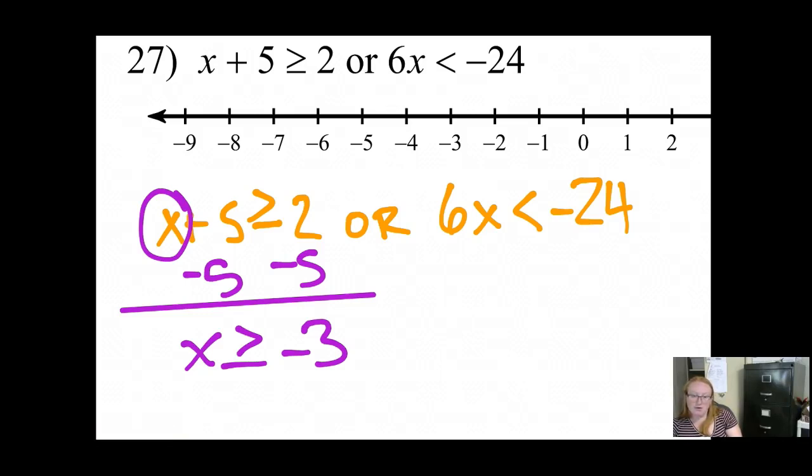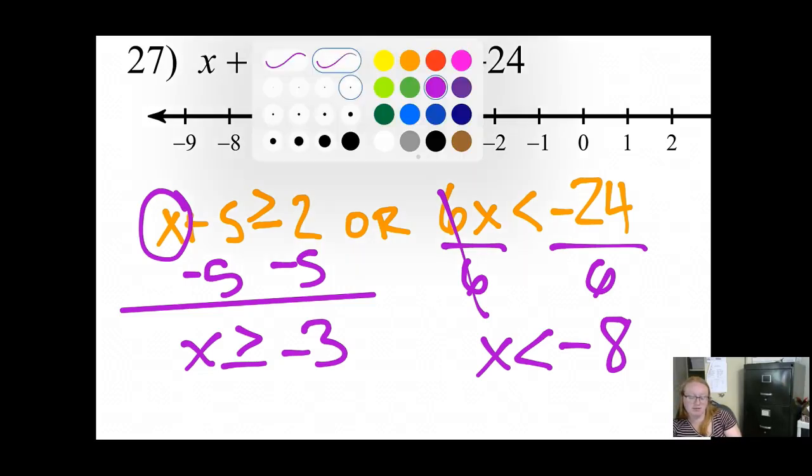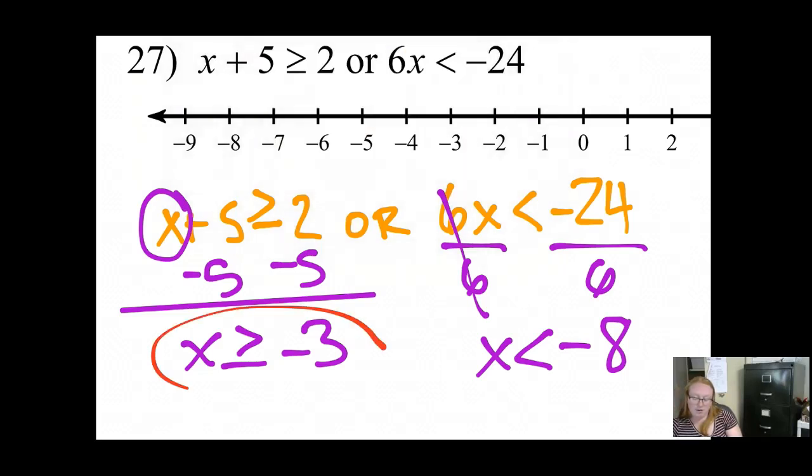Over here, in order to get x by itself, I'm going to divide by 6. I get x is less than negative 8. So now I'm going to graph both of my equations. Last time I solved one, graphed one, and so on. I'm going to graph this one first.